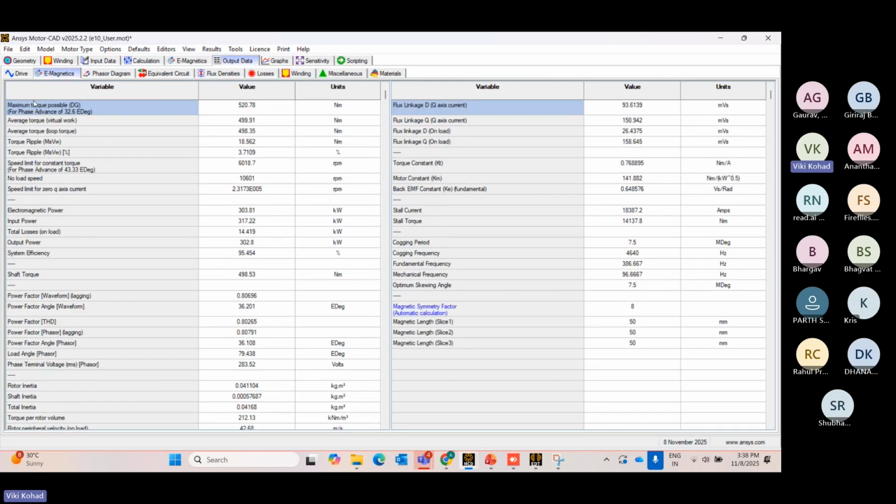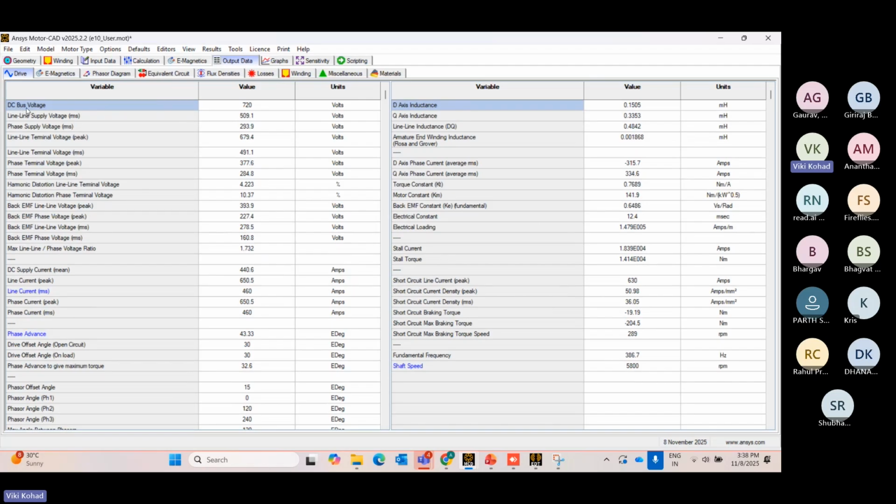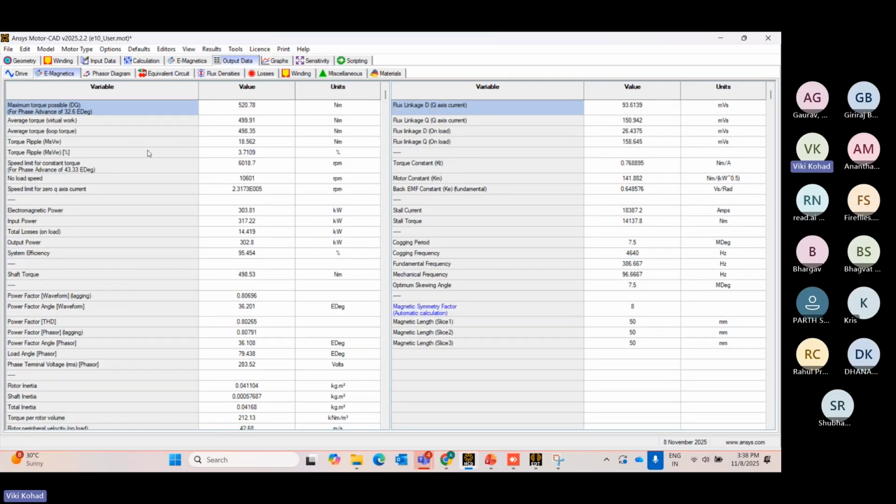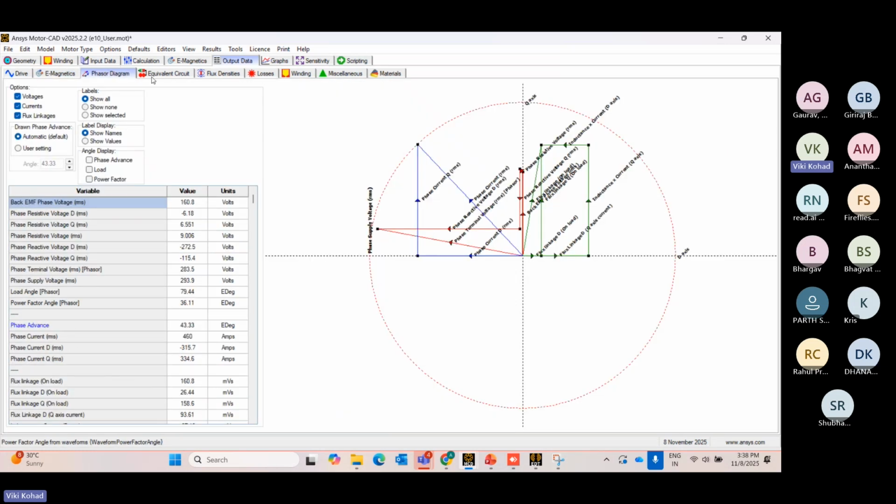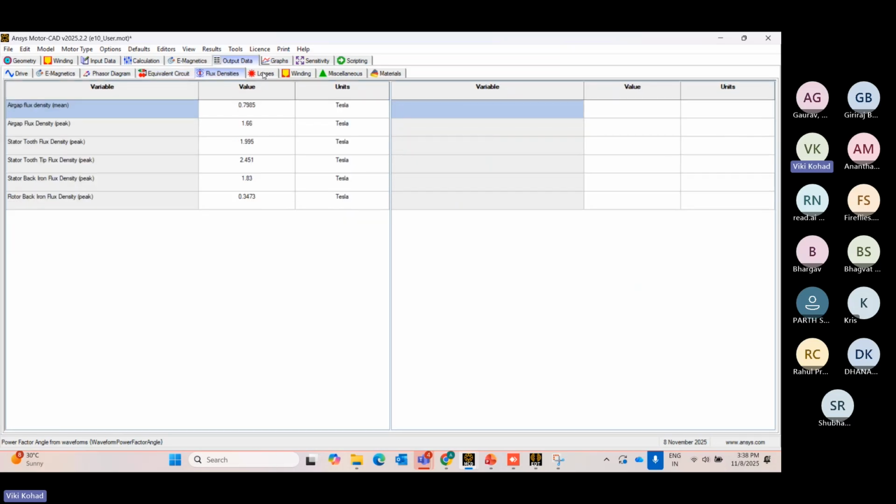Here the electromagnetic data is there, and here the drives data. In the drives, like line to line supply voltage or the DC bus voltage. In electromagnetic you can see the torque, how the torque ripple values are, the percentage of torque ripple, the electromagnetic power, output power, total losses. So all these properties you can see, like the shaft torque value, how much torque the machine is generating. The shaft torque is around 498 Newton meter. Also the power factor.